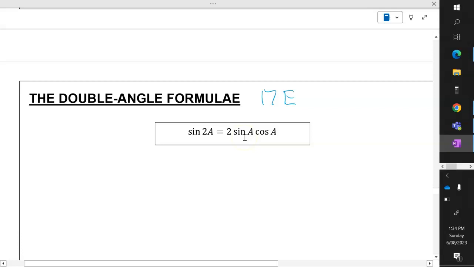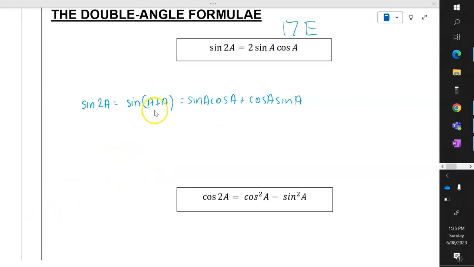Now we've got to think, if I'm starting at sine 2A, think back to our last exercise and I could write sine 2A as sine of A plus A and pop that into our compound angle formula. So popping that into our formula, we would get sine A cos A plus cos A sine A. Those are the same, sine A cos A, sine A cos A. So we've basically got 2 sine A cos A, which is our other side of the formula. So that one is proved.